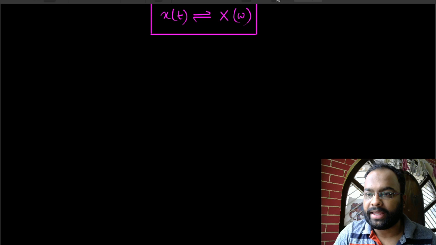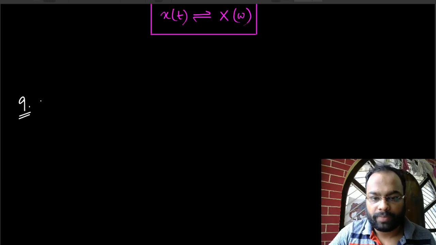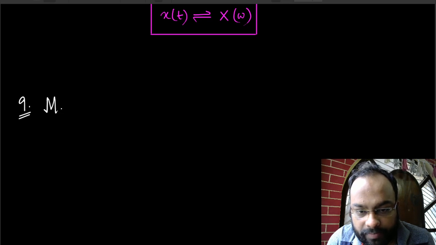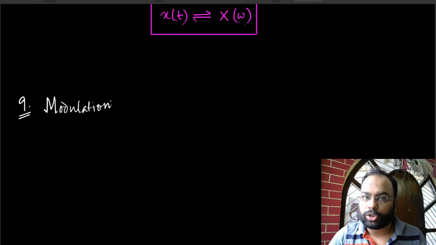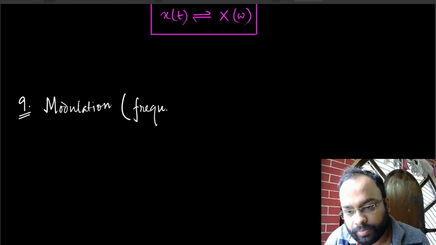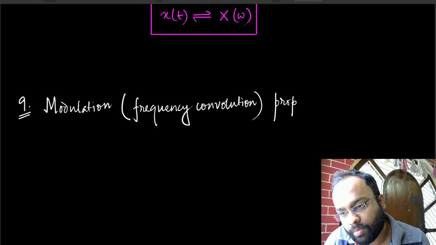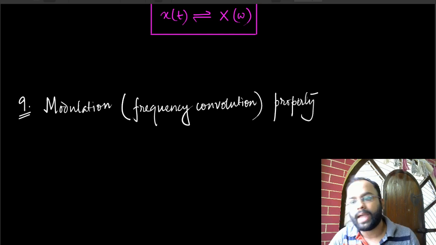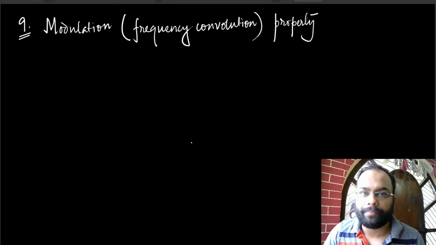So property number 9 here would be our modulation property. This modulation property is also sometimes called the frequency convolution property. And so we'll start by discussing something very useful here.